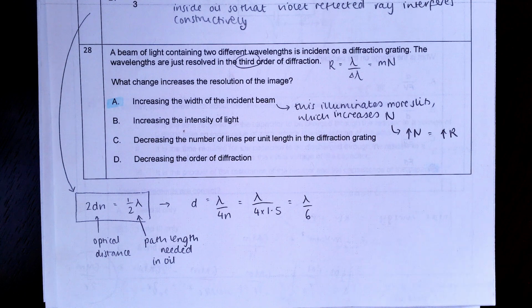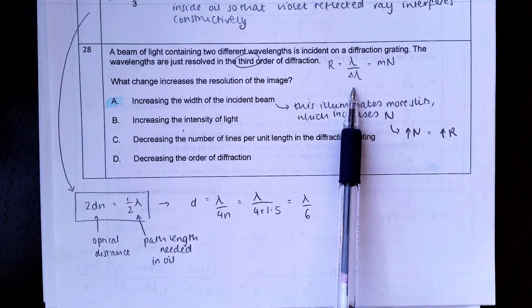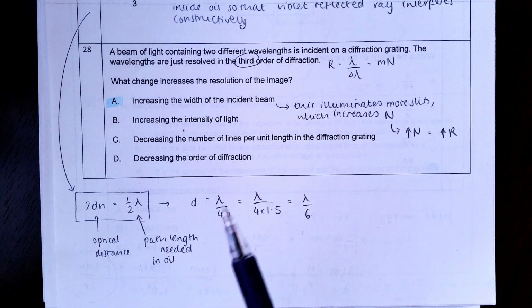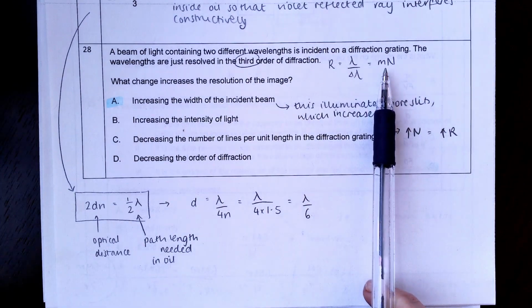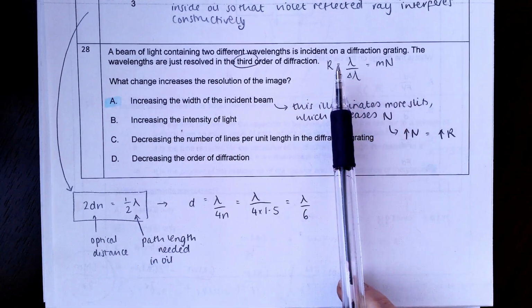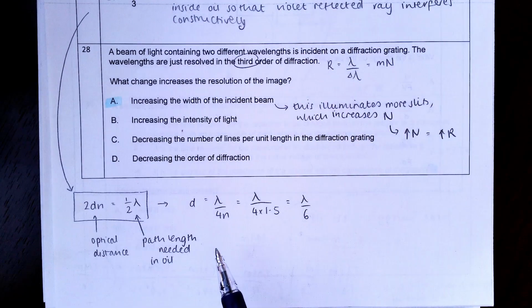Okay, so we have a resolving power, lambda over delta lambda, is equal to mN. Now, we can clearly see that if we increase the number of slits illuminated, N, we increase the resolving power, so we'll increase the resolution of the image. So we want to increase capital N. Therefore, we want to illuminate more slits.